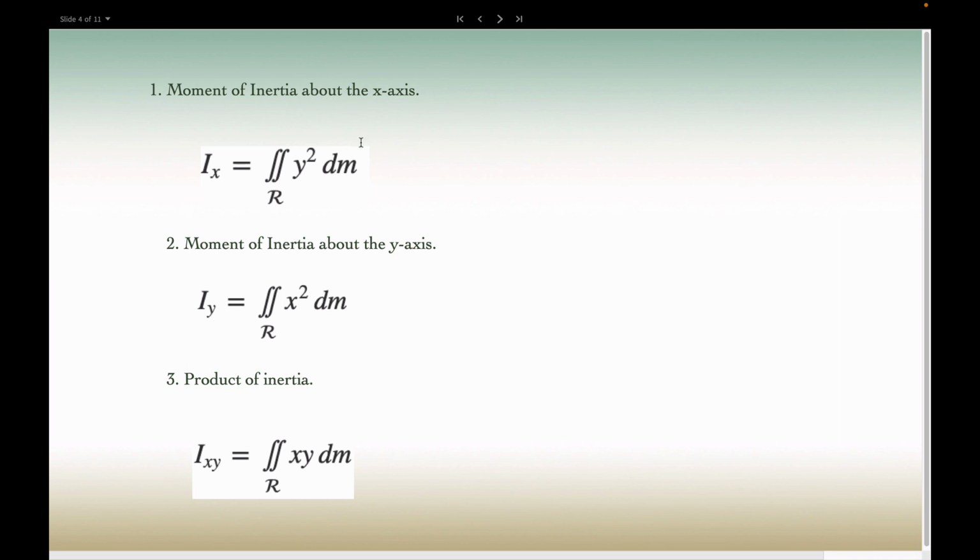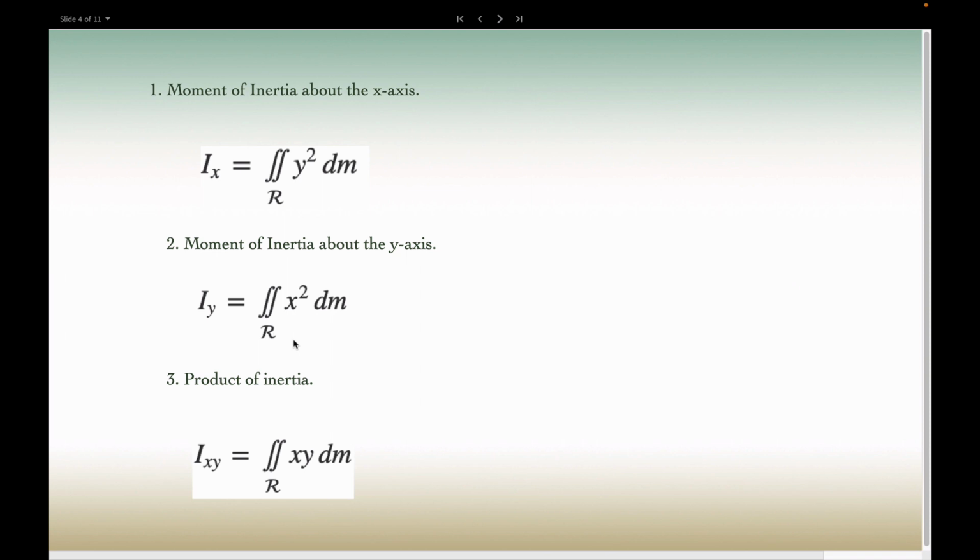For example, to compute the moment of inertia about the x-axis, well, the distance to the x-axis is given by the y component of the mass. So this is the formula that's going to give you the moment of inertia about the x-axis. And for the moment of inertia about the y-axis, the distance this particle of mass is from the y-axis is given by its x-coordinate. So we take x squared multiplied by each mass, add them all up over that region.